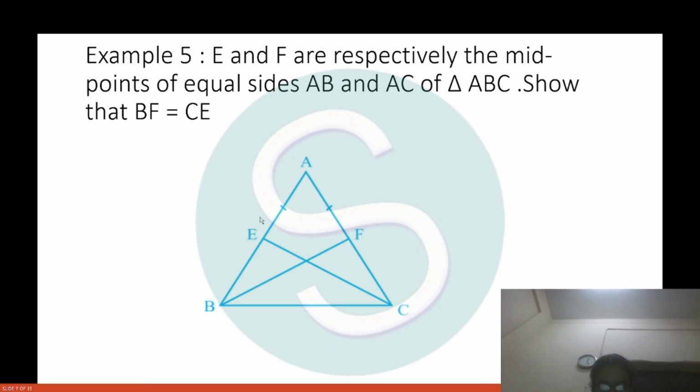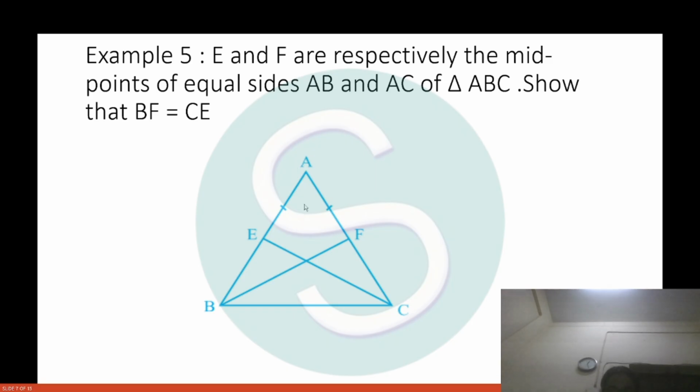So if we consider these two triangles, what is given to us? Angle A is common in both triangles. Then it is given to us that these sides AB equals AC. It is given, right? So we got the things. First, angle A is common, then AB equals AC. Now, what about the third side?